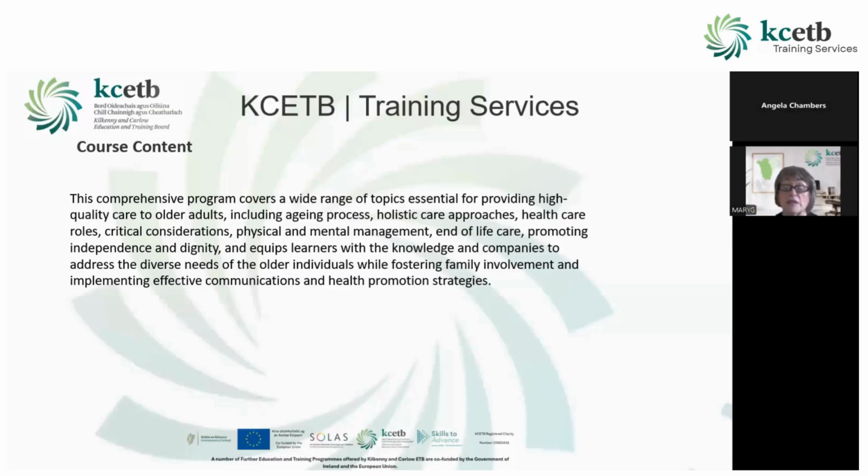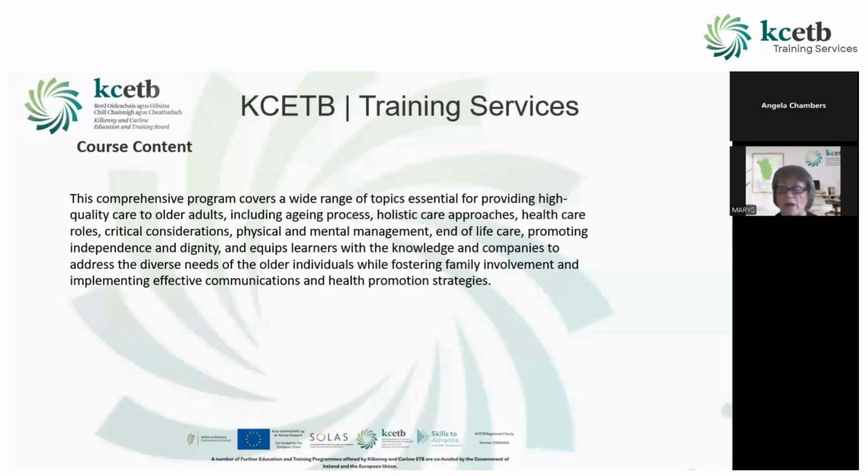Okay, so overall it equips the learner with the knowledge and competencies to address the diverse needs of the older individual while fostering family involvement, and that's very important because for many older people they will have the input in addition to the support that's given to them in respect of a healthcare assistant or healthcare support worker. They will have input from their families as well.